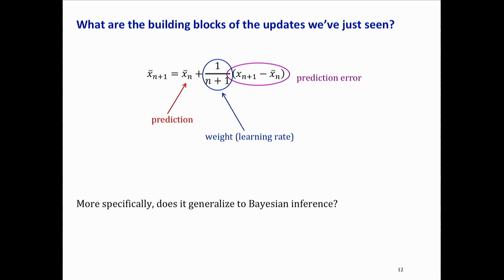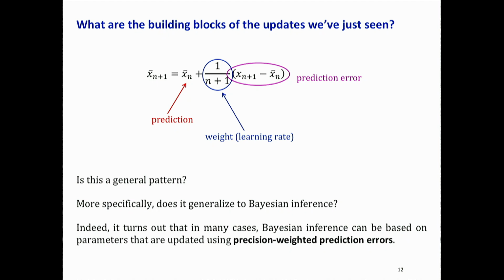So, does this generalize to Bayesian inference? And is it a general pattern? Yes. Indeed, it turns out that in many cases, Bayesian inference can be based on parameters that are updated using precision-weighted prediction error.